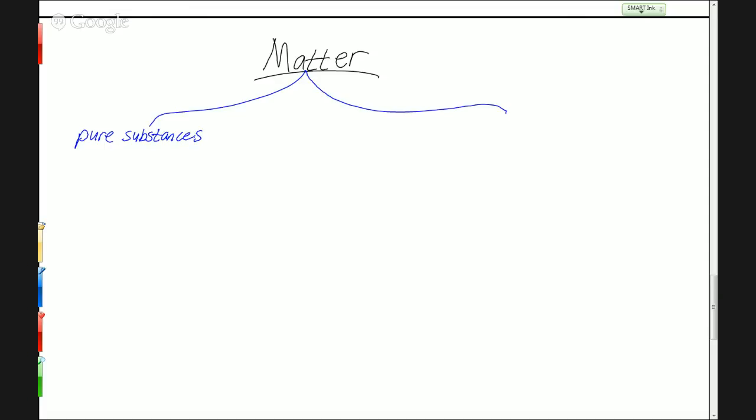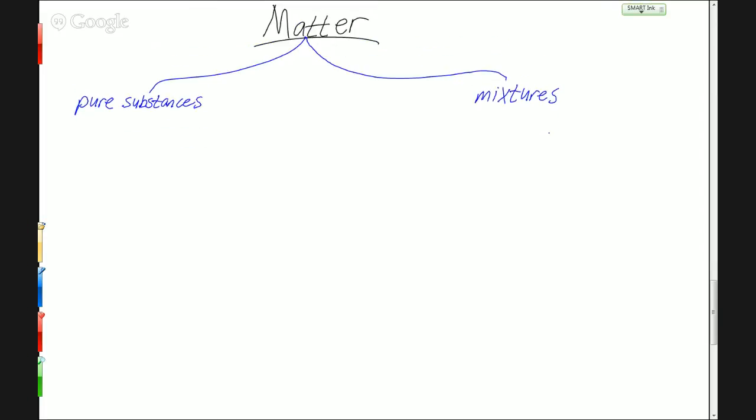What do you think the other one is? Actually, compounds are considered pure substances. Mixtures. Mixtures, yeah. So we've got the pure substances and we've got the mixtures. We're going to further divide these into... pure substances can be either elements or compounds.